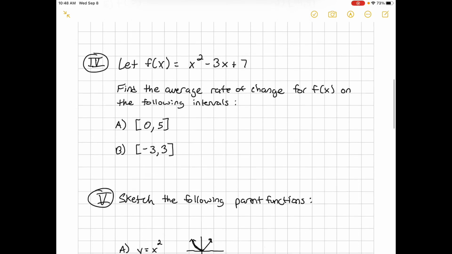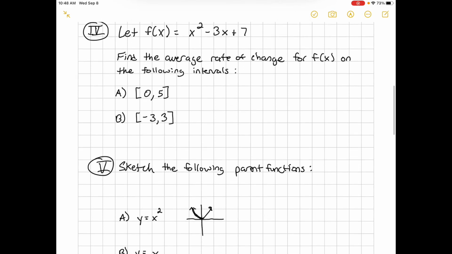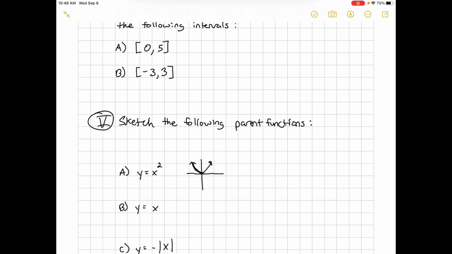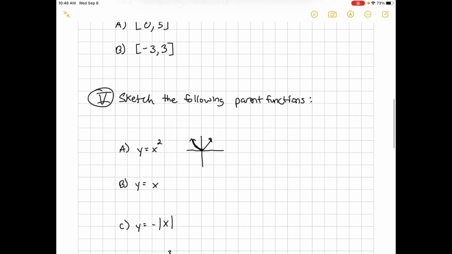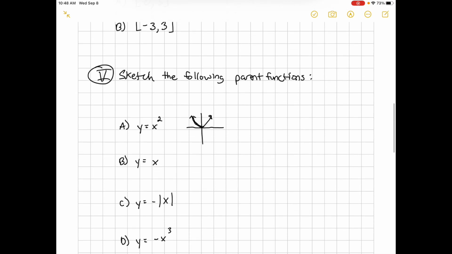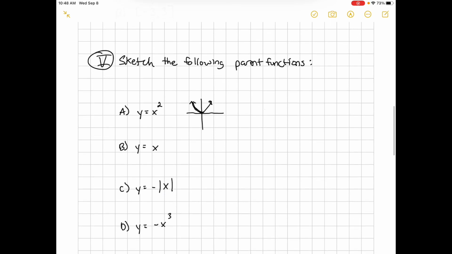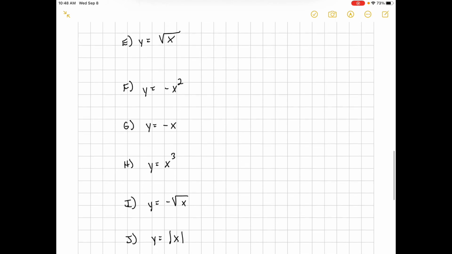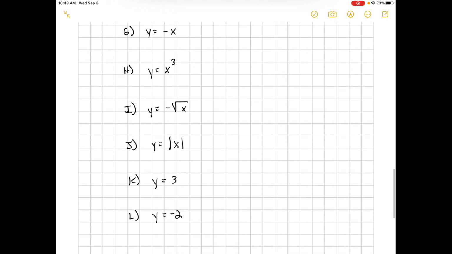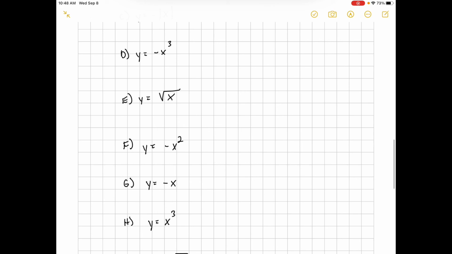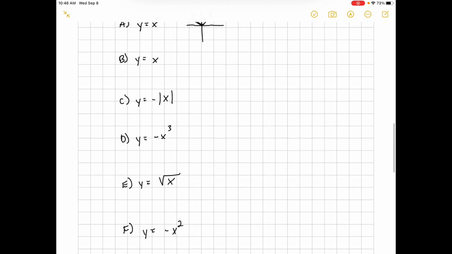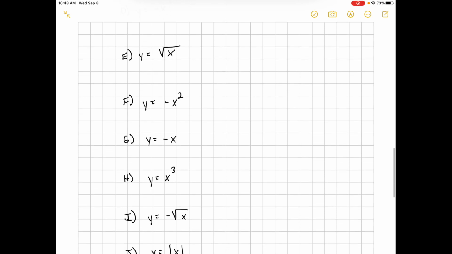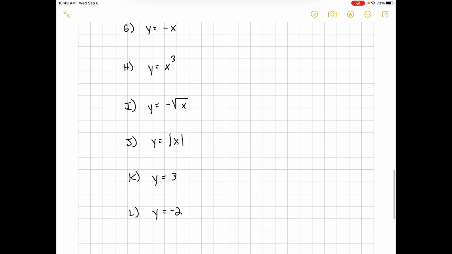The fifth part, we are sketching parent functions, so it doesn't have to be a perfect sketch. I did the first one for you. Just out beside it, just do a little sketch of what it looks like. So you'll have to have these memorized, what they look like. And this goes from A to L. So it's 6 parent functions, but there's positive and negative parent functions. So you'll just do a sketch out beside those.